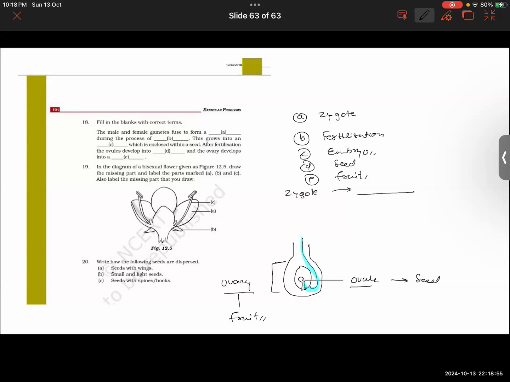Yes, sir. Question number 19. You have to label the missing parts here and you have to draw it yourself. You can complete it in your copy, in your rough sheet of paper, or as of now, just let me know what is missing in this diagram. You have to identify the given diagrams and tell me the missing parts in this also.